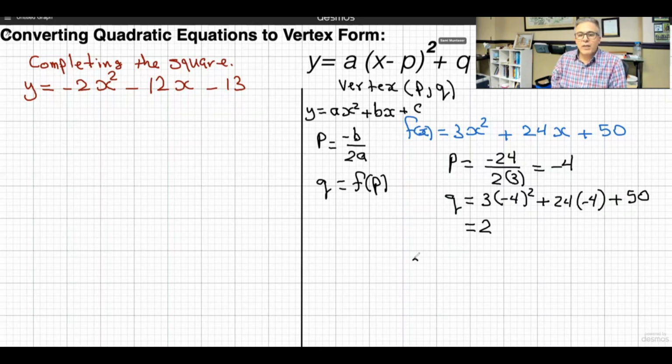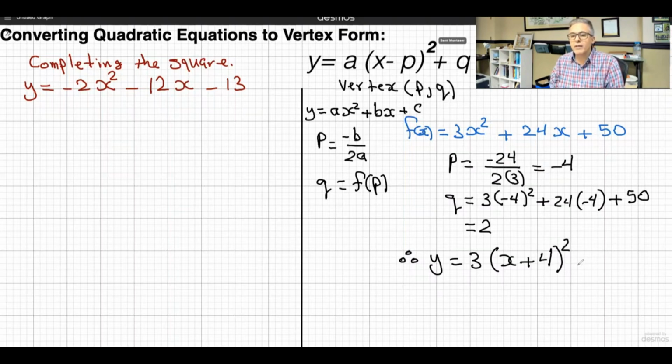And therefore, my equation in vertex form is y equals a, and a, as we see here, is 3, times (x minus p), so x minus negative 4, and minus negative 4 will make that plus 4, squared, plus q, and q here we found to be 2, so that's plus 2.